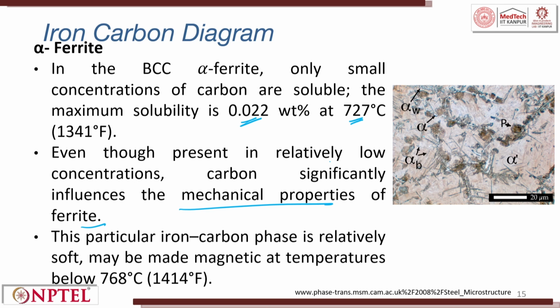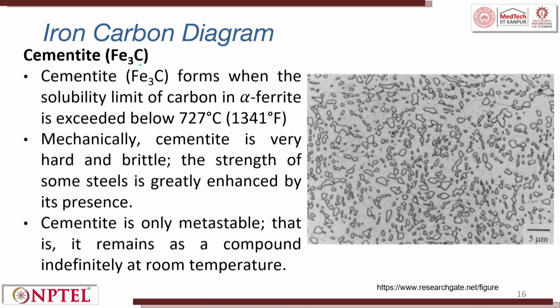So, you can see here these are alpha. This particular iron carbide phase is relatively soft, which makes it used for magnetic applications at temperatures below 768. Below that temperature, the carbon gets diffused, so now this material can be used for magnetic properties. Now let us look at cementite, Fe3C. What are they?